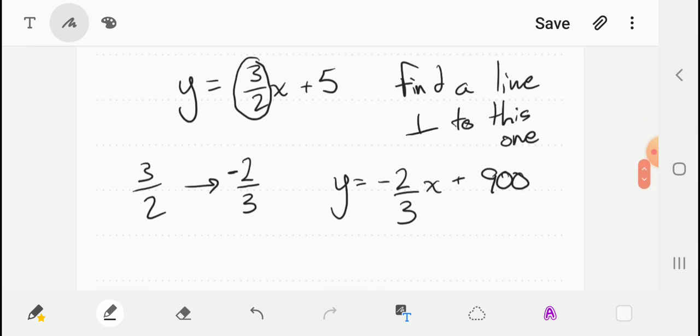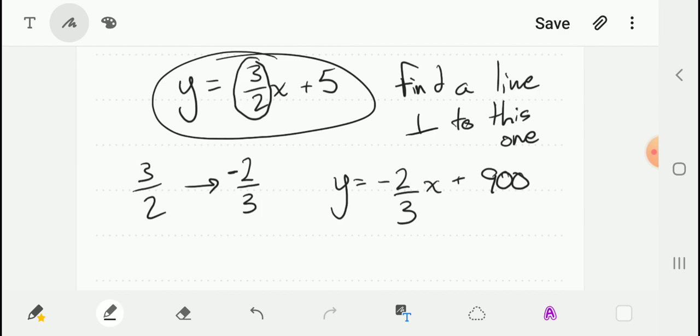I hope this has helped us. I'm going to post another video showing how to rearrange this equation when it's not nicely put into this form.